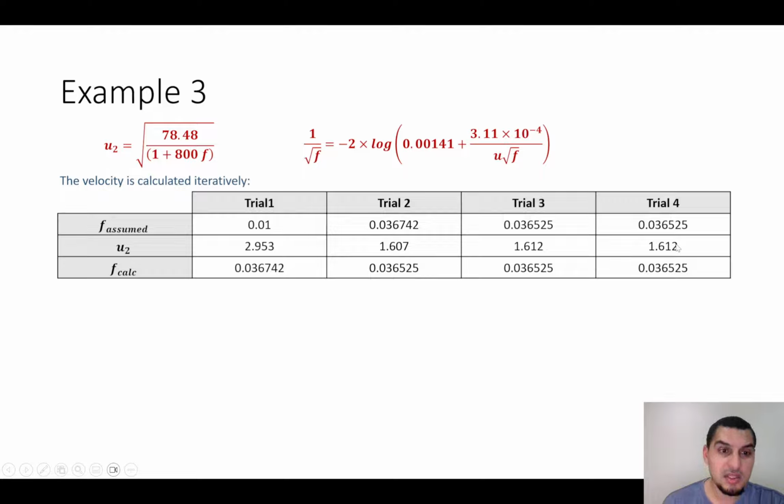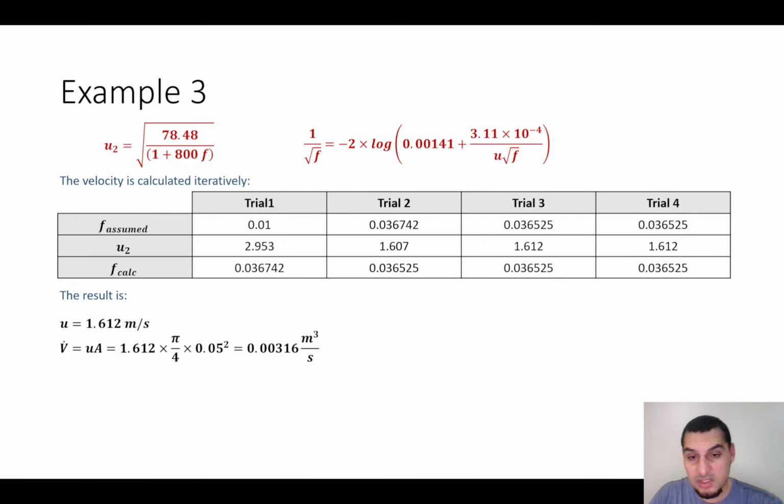Again, in trial 3 and trial 4, you'd see that it reached a point where the number is already the same. So this is the answer that we got, that the velocity is 1.612 meter per second, the volumetric flow rate is 0.00316, of course multiplying the velocity by the area, and this is the mass flow rate. So this is one approach that we can do.